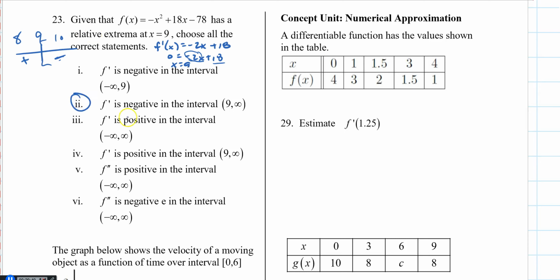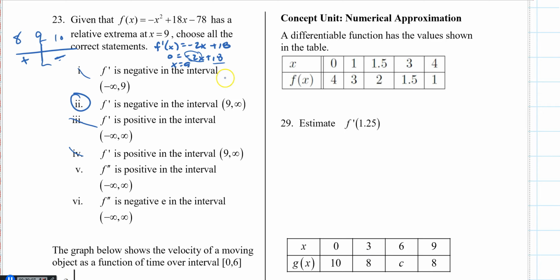F prime is positive in the interval all real numbers. That's not true. Option 4, f prime is positive in the interval 9 to infinity. Nope, it's negative. We already decided that. And f double prime is positive in the interval -infinity to infinity, or f double prime is negative in the interval -infinity to infinity. Well, let's go ahead and check.